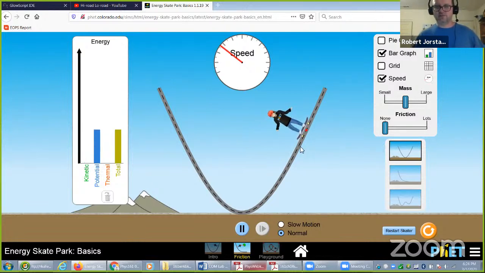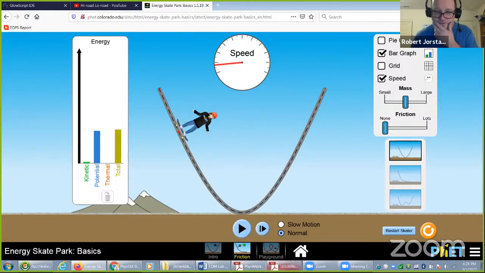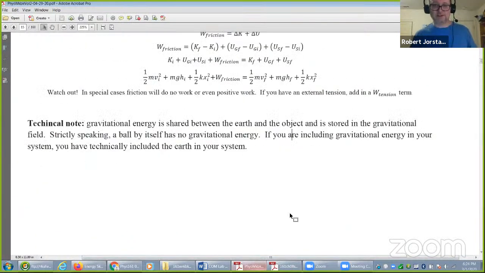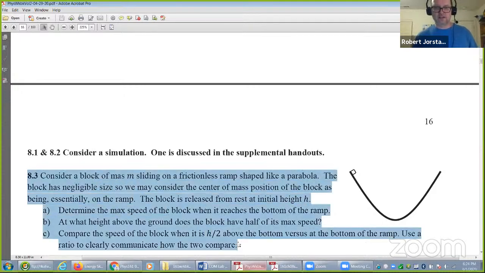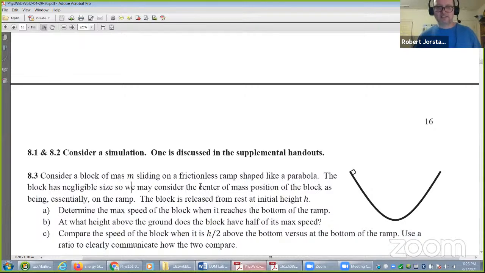So let's say we want to do this problem. We got to actually learn how to do some calculations and make some predictions. So let's focus on that. Let's start with this one, 8.3. So we've been doing the simulation. You've got a block of mass m sliding on a frictionless ramp. Okay, so I'm going to draw this up. You can draw this up as well. Okay, so this is 8.3.